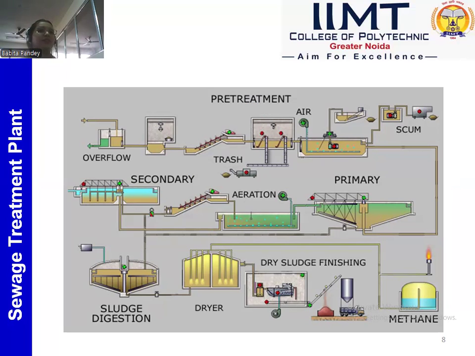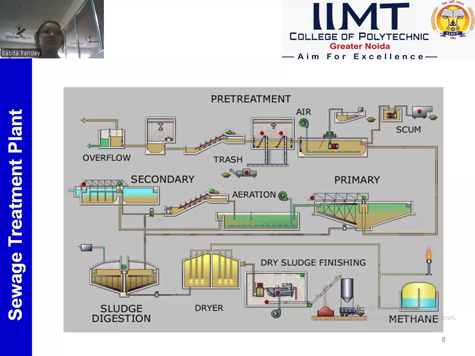What happens in the grit chamber? In the grit chamber, all the heavy particles like sand get settled there. And all the particles like oil and everything come on the top surface of the tank, so from there we can skim it out. That is known as scum, the white colored particles. These all come under the pre-treatment process.